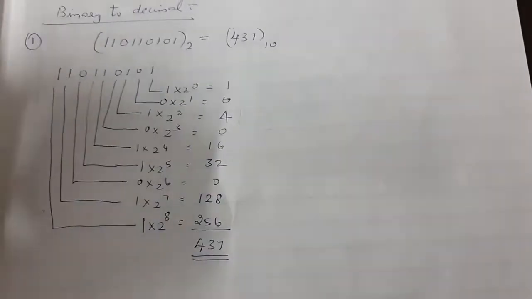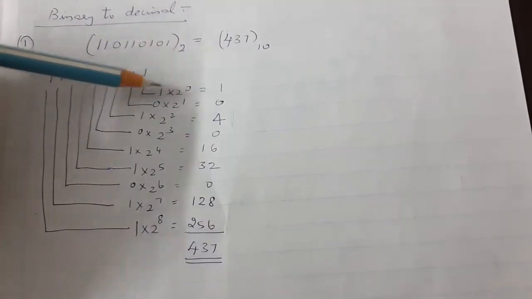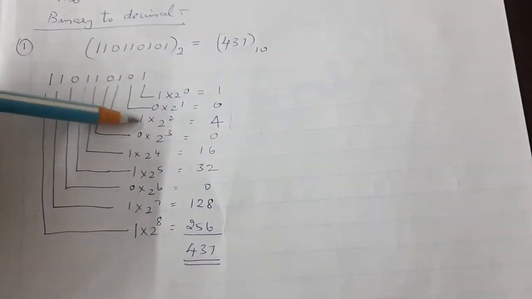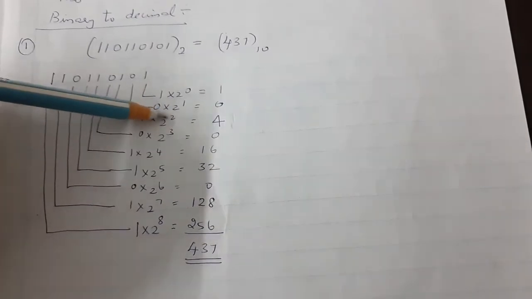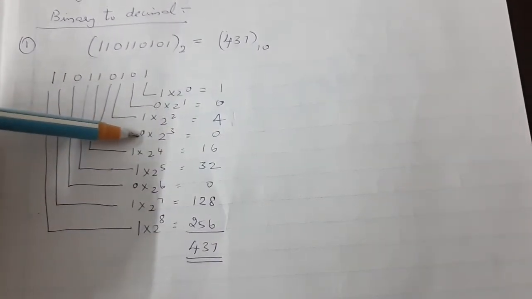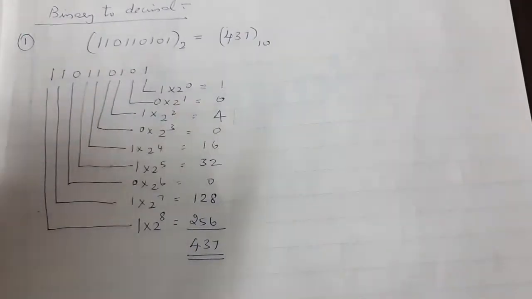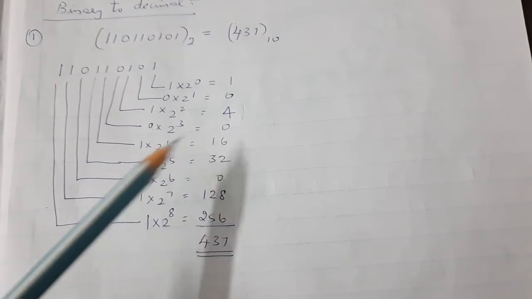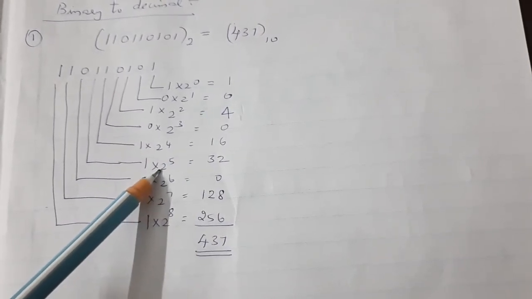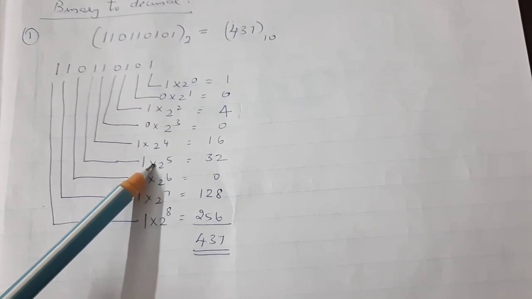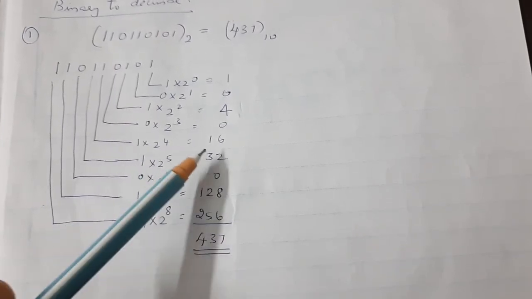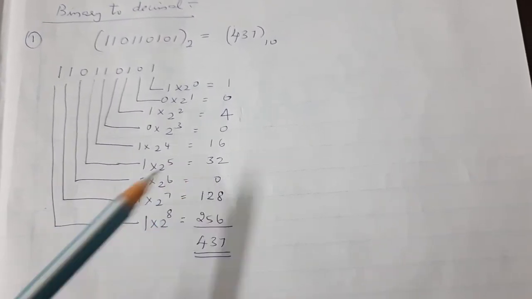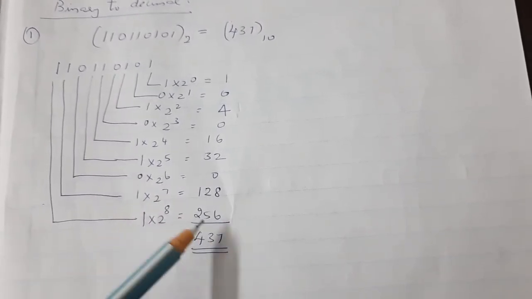Now you work out the answer. 2 power 0 is 1, so 1 into 1 is 1. Whatever you multiply by 0 is 0. 1 into 2 power 2, and 2 power 2 is 4, so 4 into 1 is 4. Here the input is 0, therefore the output is also 0. Now 2 power 4 is 16, 16 into 1 is 16. 2 power 5 is 32: 2 into 2 is 4, 4 into 2 is 8, 8 into 2 is 16, 16 into 2 is 32. 32 into 1 is 32. 0 multiplied is 0. 2 power 7 is 128. 2 power 8 is 256, into 1 is 256.